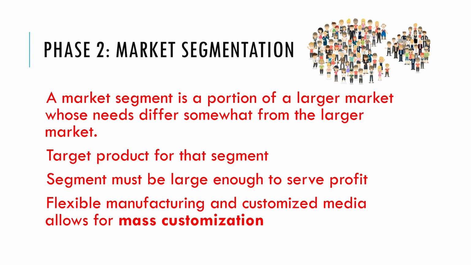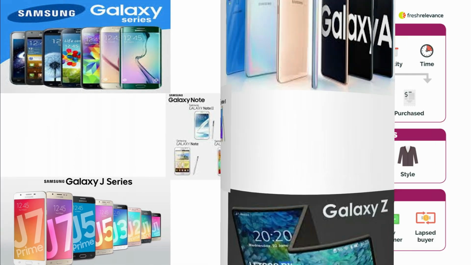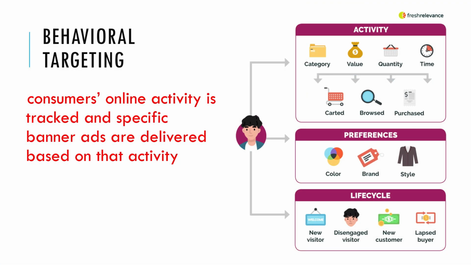And in a marketing situation, a segment must be large enough so that there is enough profitability. However, with the advancement of technologies, things like flexible manufacturing and customized products are allowing some mass customization, with which firms can target smaller segments and even individuals as well. And this leads to the concept of behavioral marketing, or behavioral targeting, in which consumers' online activity is tracked and specific banner ads are delivered based on that activity. This is basically when, in the era of digital marketing, you can have a target market for a particular segment.